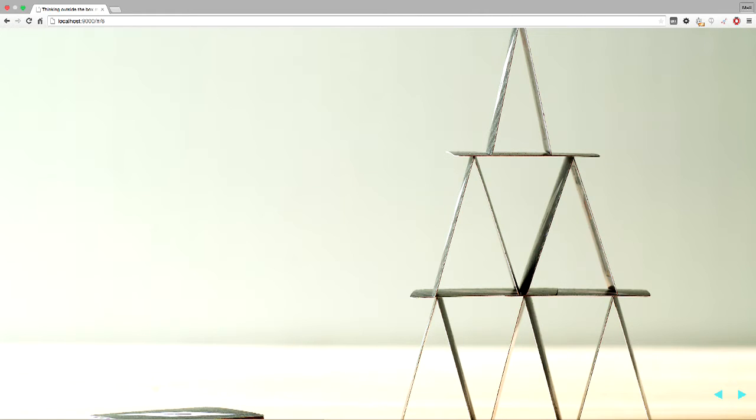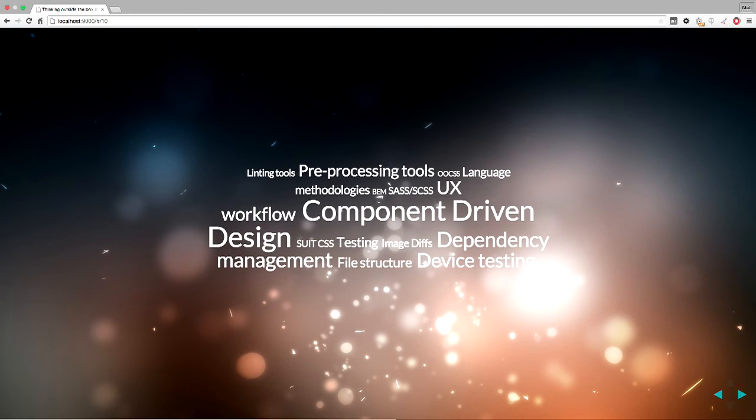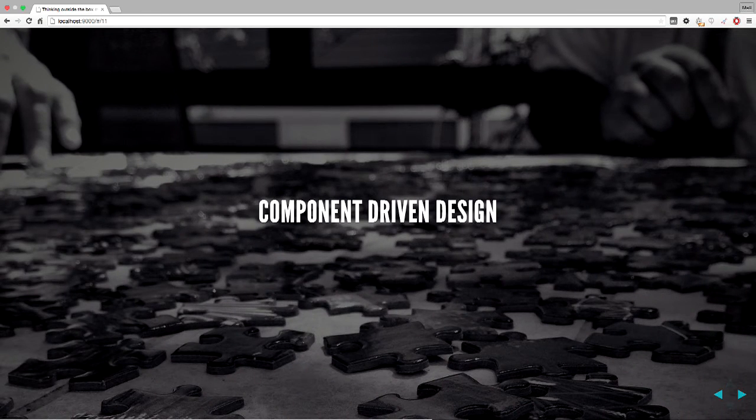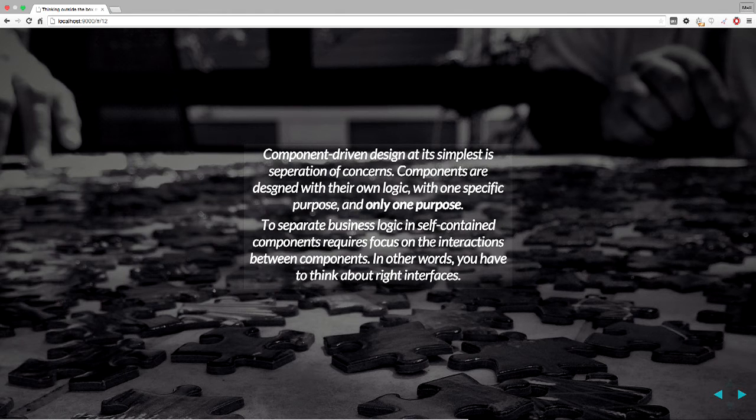So how do we scale CSS, which is essentially a language with no encapsulation and no scope? Well, really, we have to rethink the way in which we architect CSS in the first place. Now, given that I've only got a couple of minutes left, and there's a lot of techniques you can use to achieve this goal, I'm just going to focus on one, which is component-driven design. So what's component-driven design? Well, put very simply, component-driven design is about separation of concerns. It's about designing components that have a single purpose, and what that does is encourage you to define the interactions between components.